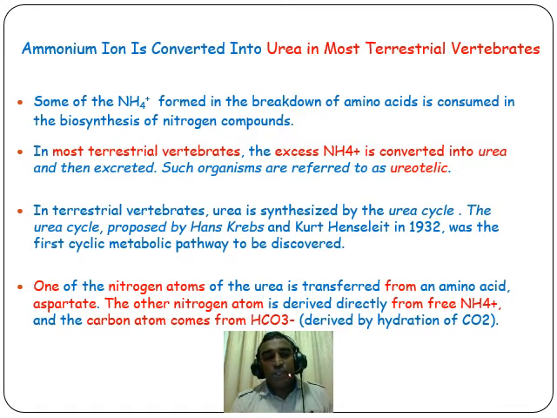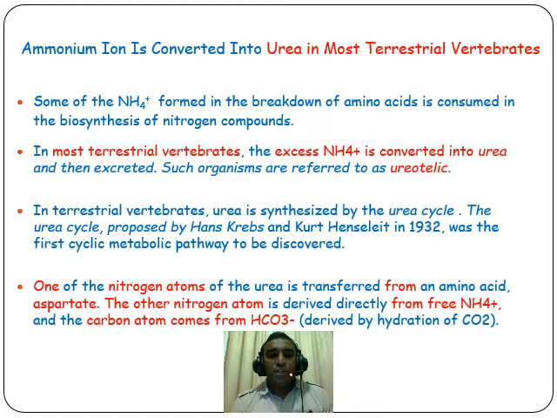When it comes to the ureotelic organisms, such as mammals, humans included, they dispose of the free ammonium ion after it is converted to urea, while other organisms are described in the next slide.